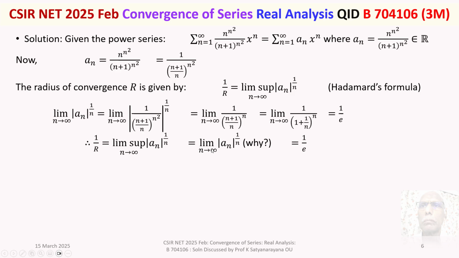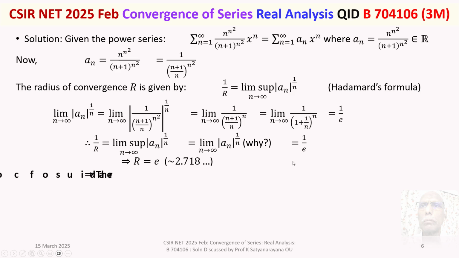This is equal to the limit as n tends to infinity of mod a_n to the power of 1 by n. Why? The reason is, whenever the limit exists, it is equal to the limit superior and limit inferior. Since the limit exists, therefore it is equal to the limit superior. So that is why this equality is coming, and that is equal to 1 by e. So 1 by r is 1 by e. Reverting, we get r is equal to e, which is approximately 2.718.